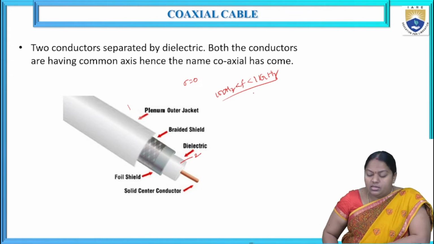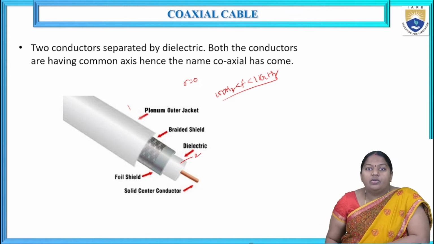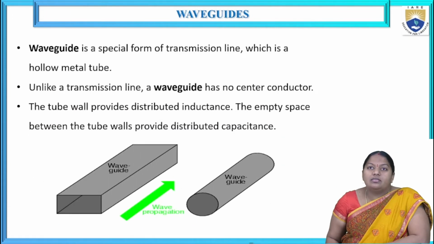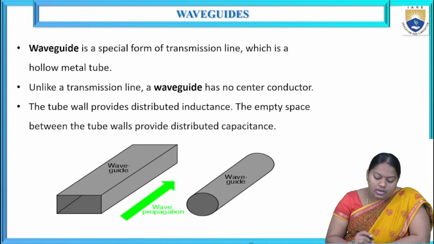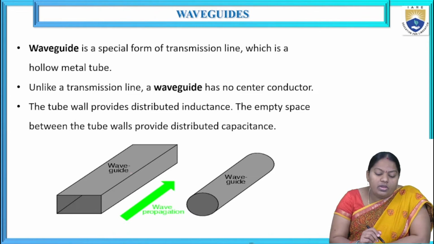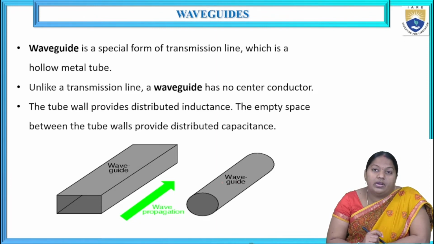If you want to send signals beyond 1 gigahertz, it is not possible through coaxial cable. Then we go for the third type of transmission lines called waveguides. There are different types of waveguides, such as circular waveguide and rectangular waveguide. Here is an example of a rectangular waveguide. A waveguide is a special form of transmission line which is a hollow metal tube.